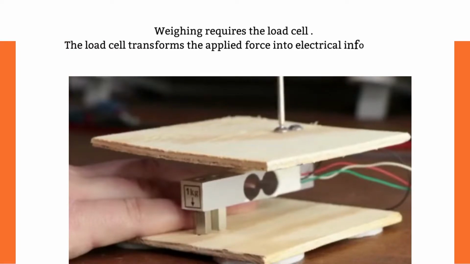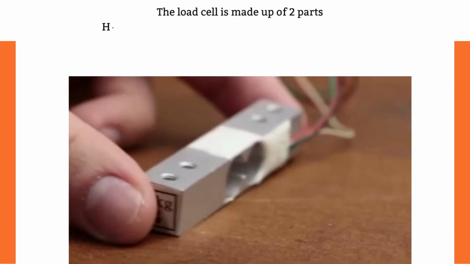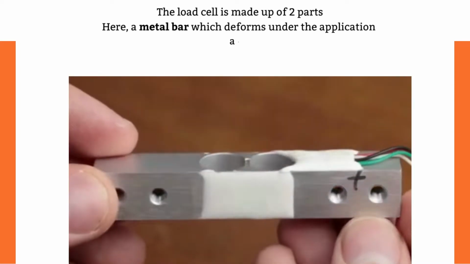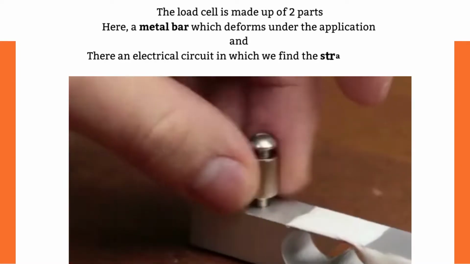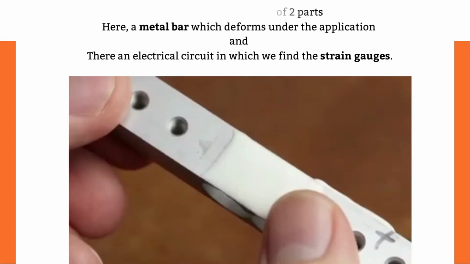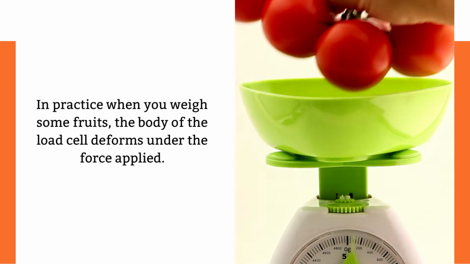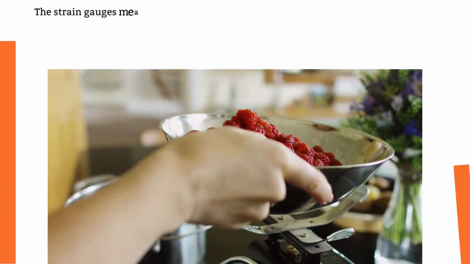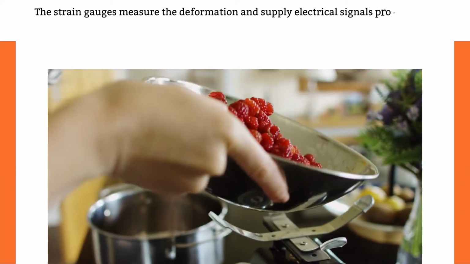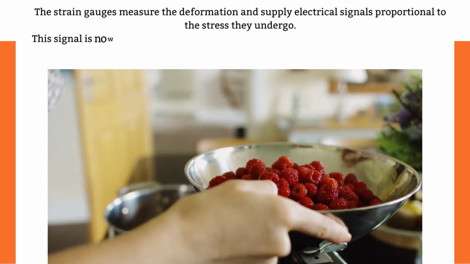The load cell transforms the applied force into electrical information. The load cell is made up of two parts: here, a metal bar which deforms under the applied force, and there, an electrical circuit in which we find the strain gauges. In practice, when you weigh some fruits, the body of the load cell deforms under the force applied. The strain gauges measure the deformation and supply electrical signals proportional to the stress they undergo.